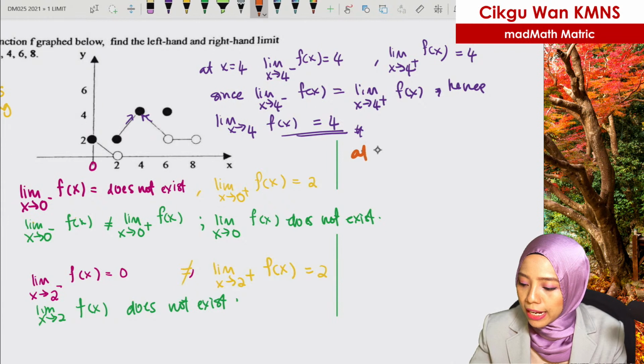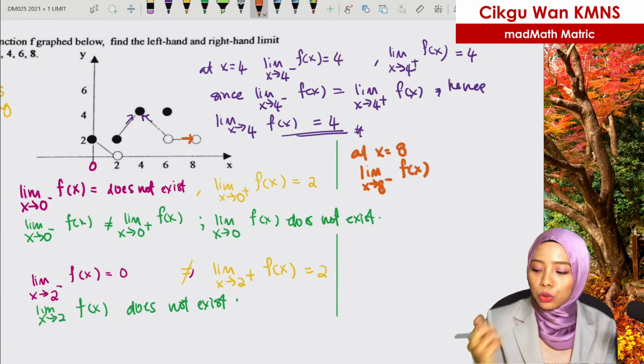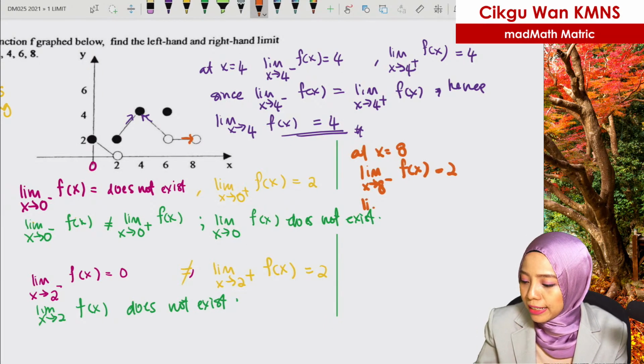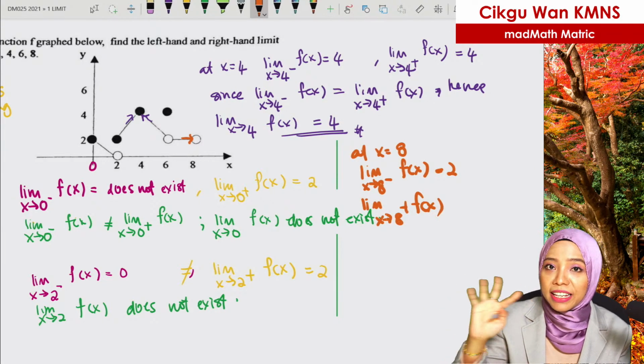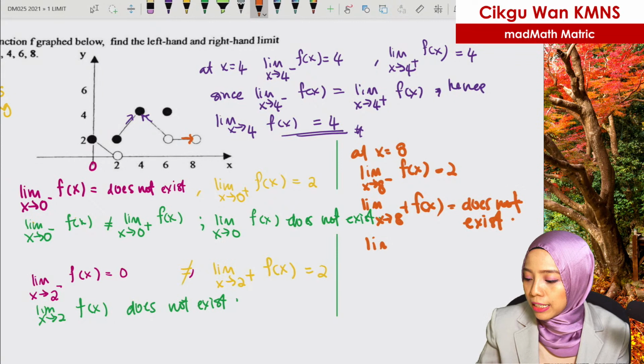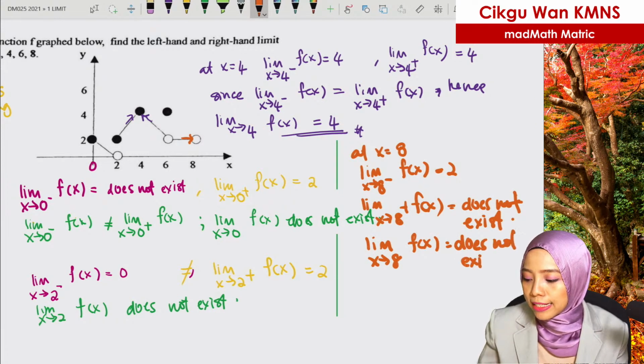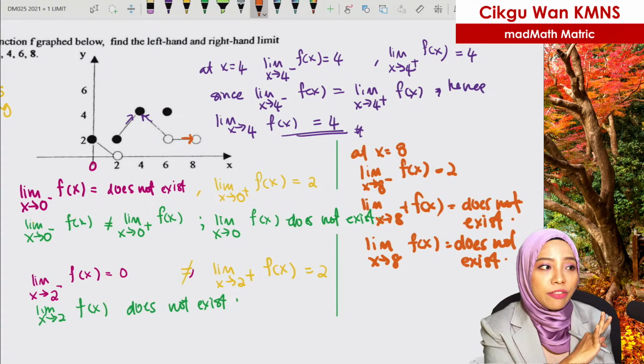So at x equals 8, the limit as x approaches 8 from the left equals 2. But the limit as x approaches 8 from the right, there's no graph, it's undefined, therefore it does not exist. Therefore, the limit as x approaches 8 of f(x) does not exist. Okay, so we are very clear.